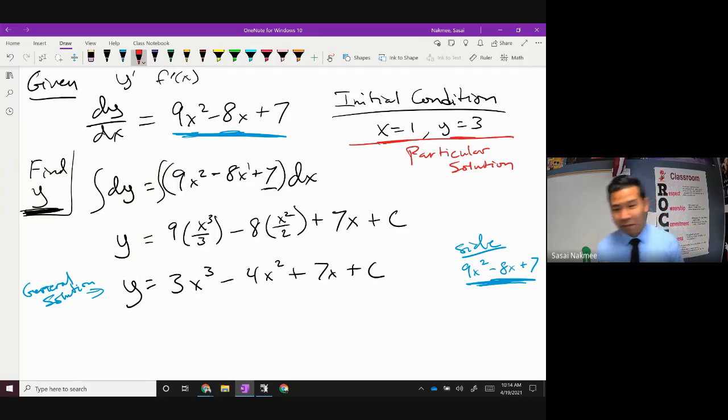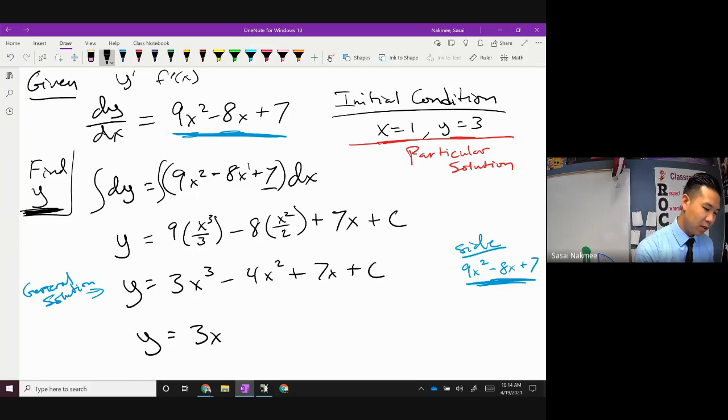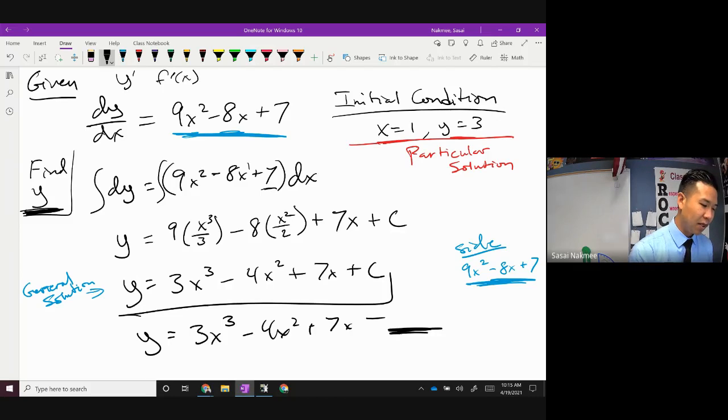And I'm out of time. It is 10:14. So you guys can go ahead and plug in your x is equal to 1, your y is equal to 3. You should get a constant that is a negative number. I'm going to leave you to try that on your own. Once you get your constant, you plug that in for c, and then you'll be done with your answer. You should end up with y is equal to 3x cubed minus 4x squared plus 7x minus whatever that constant is after you plug in those numbers.